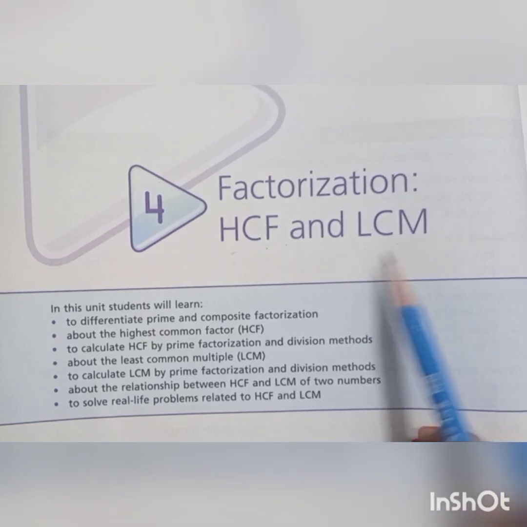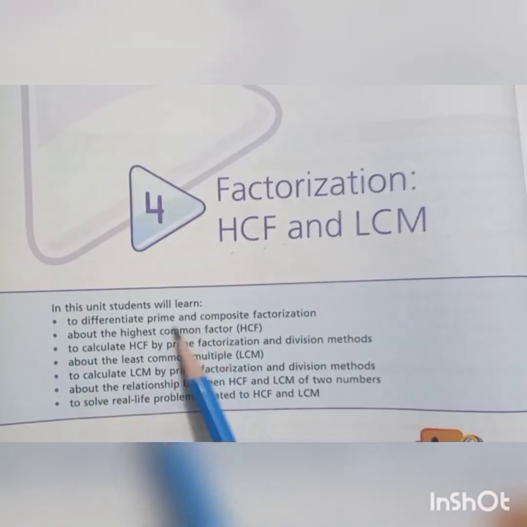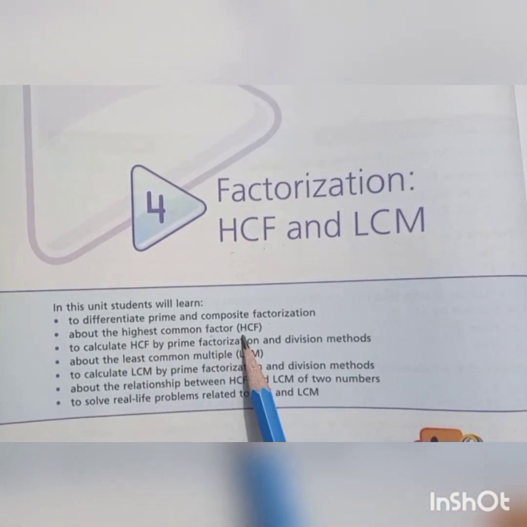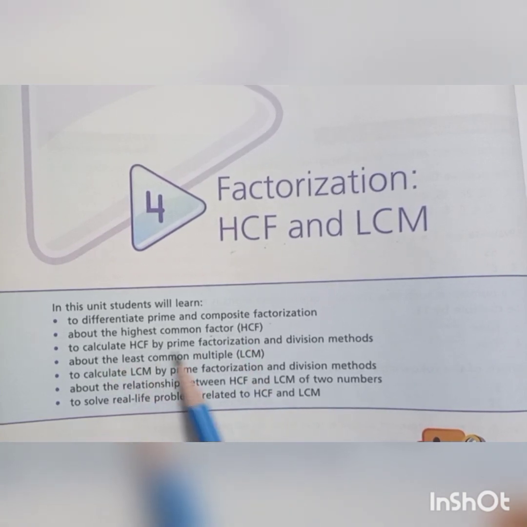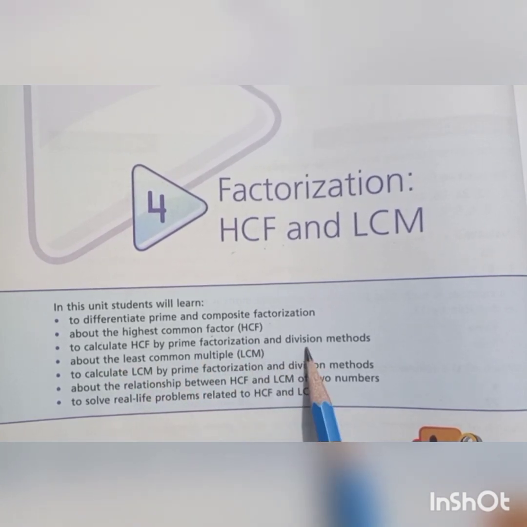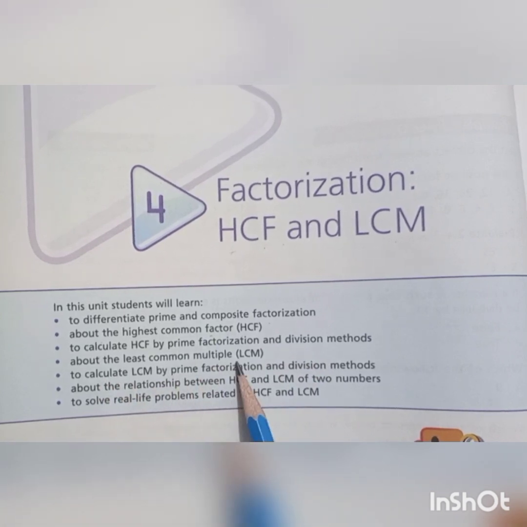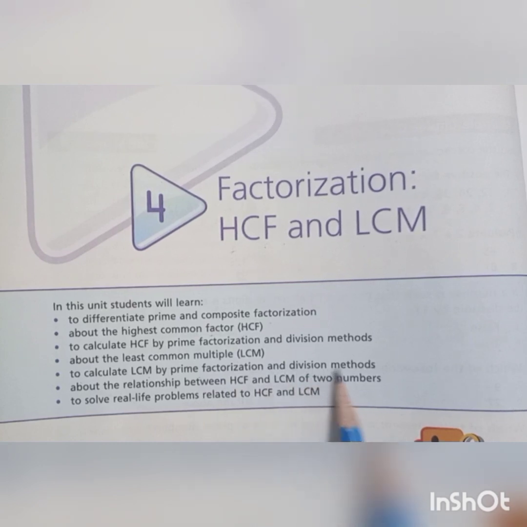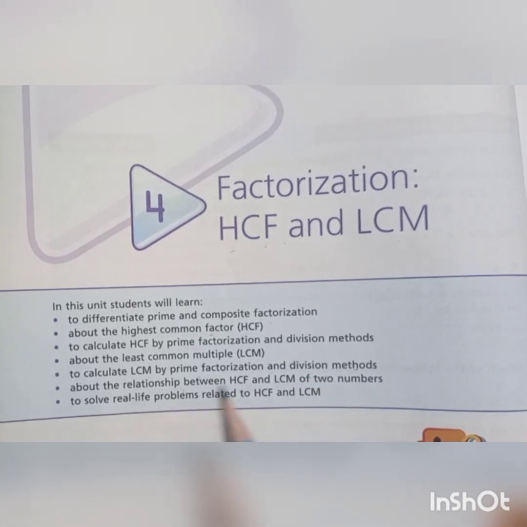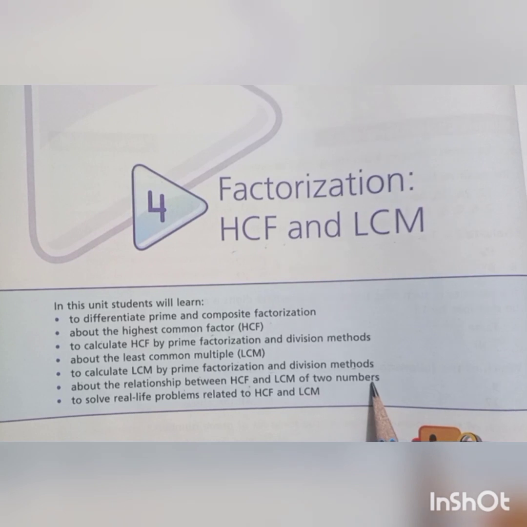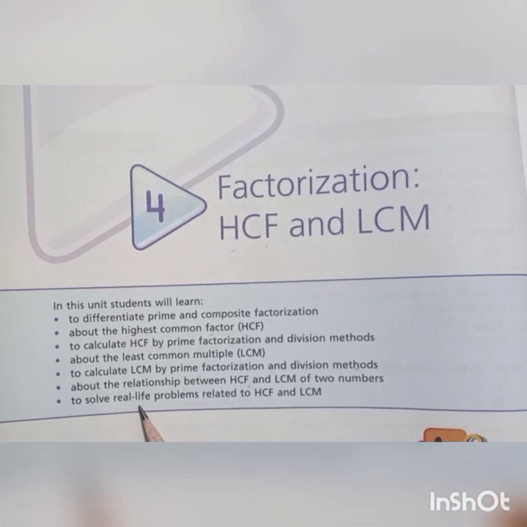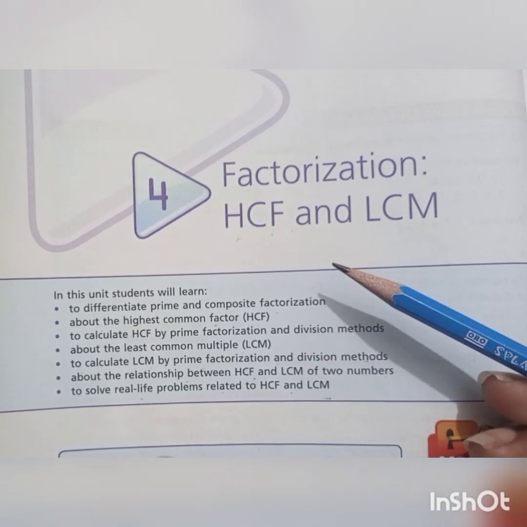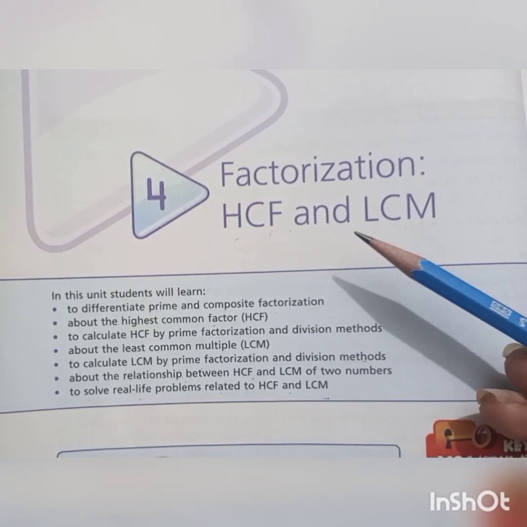In this unit, we will study how to differentiate prime and composite factorization, the highest common factor HCF, to calculate HCF by prime factorization and division method, the least common multiple LCM, to calculate LCM by factorization and division methods, the relationship between HCF and LCM of two numbers, and also to solve real life problems related to HCF and LCM. Students, in the previous chapter we have learned how to find the factors of a number.